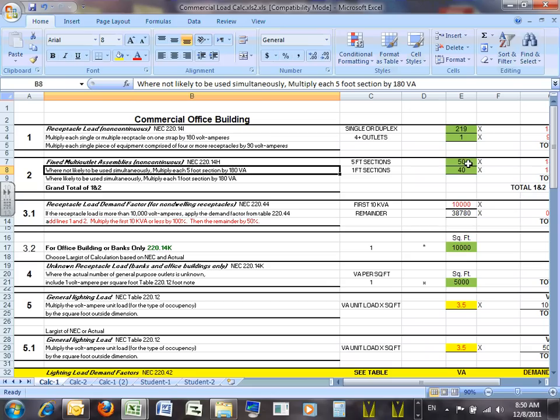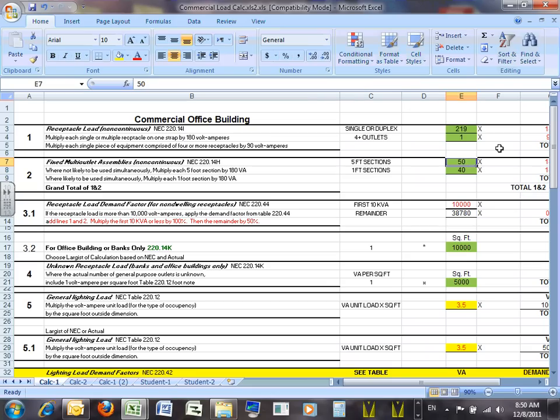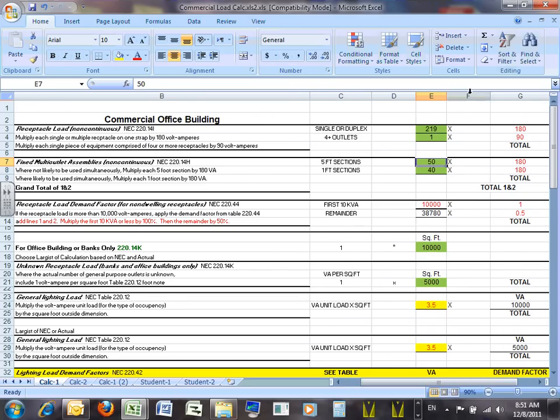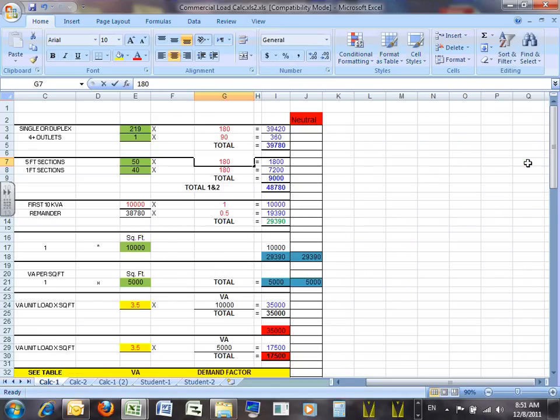Just to give you an idea what they did in the sheet. I have 50 feet. These are feet. 50 feet of multi-outlet assembly that's non-simultaneously used. It's not used at the same time. I assigned the 5 section, and the other one is 1 section. So what they did, if you did the math, this is just an example. Here's the math in it.